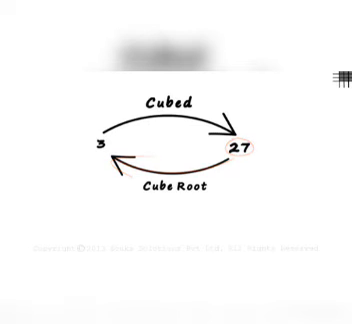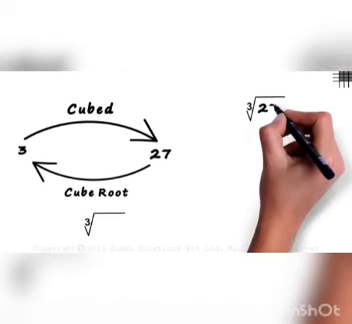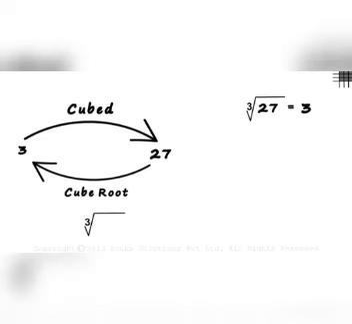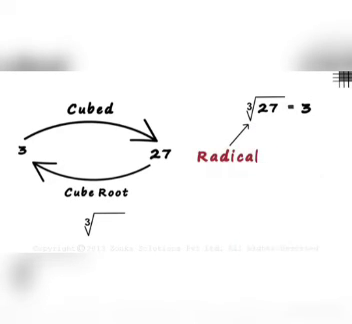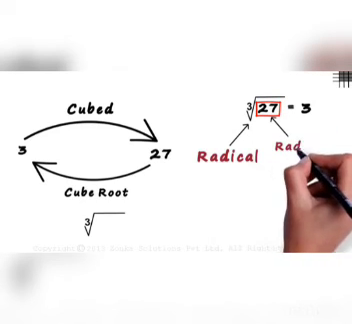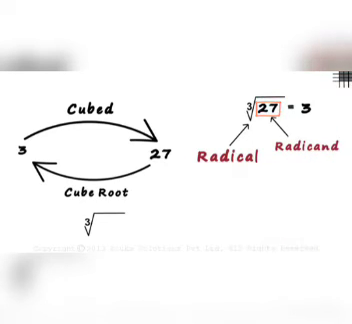Well, this is how the symbol of a cube root looks like. A root sign with a 3 here. So we can say that the cube root of 27 is 3. And as we saw in the square root video, this root sign is called the radical. And the number inside it is called the radicand or the base.